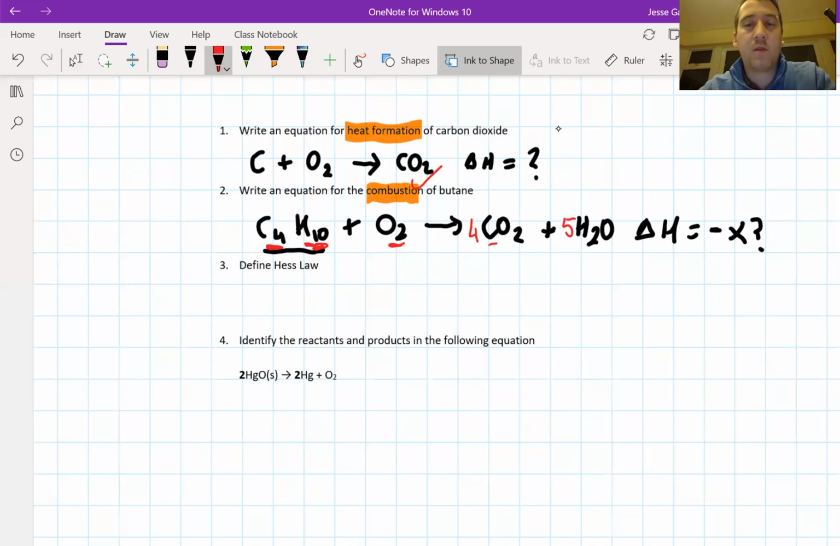So now I'm going to do my oxygens last. I've got 4 times 2 oxygens here, which is 8. And then I've got 5 times 1 here, which is 5. So that's 13 altogether. I've got 6 on the right, so I can balance that by putting this as a 6.5. Well done if you got that right.